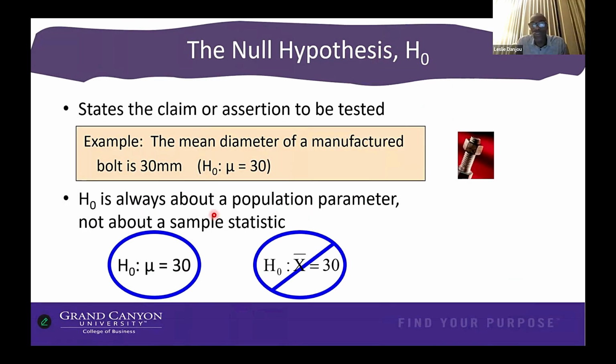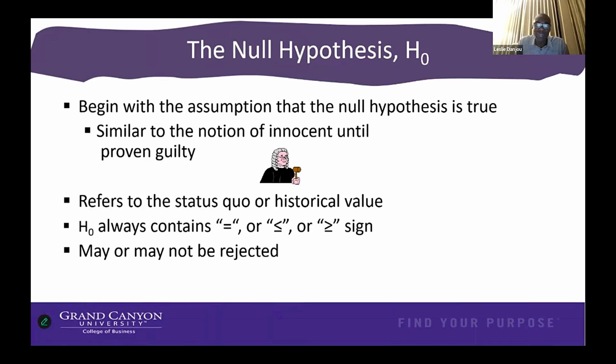Here's a note to self. When we're writing the null hypothesis, it is always based on the population parameters, those Greek letters. It is never based on the sample data. It is based on the population parameters.